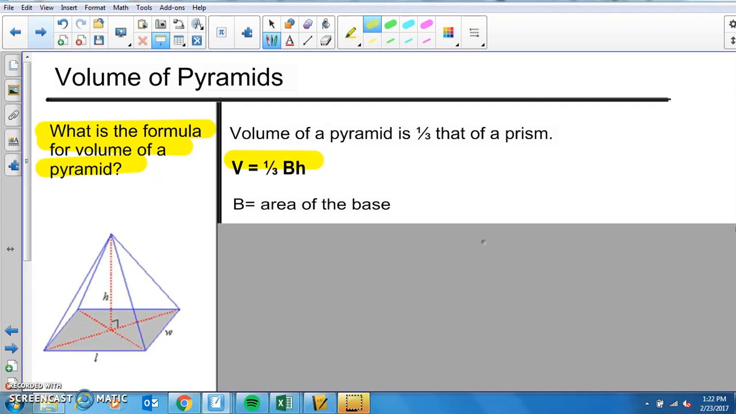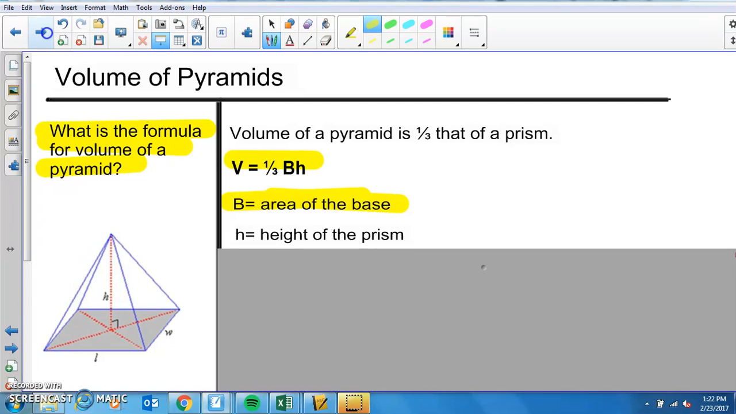We all know what the uppercase B represents. It's the area of the base. So if the base is a square, you use the formula for a square for the uppercase B. If it's a triangle base, you use the formula 1/2 base times height, and substitute that in for the uppercase B. And then we all know that lowercase h represents the height of the prism.